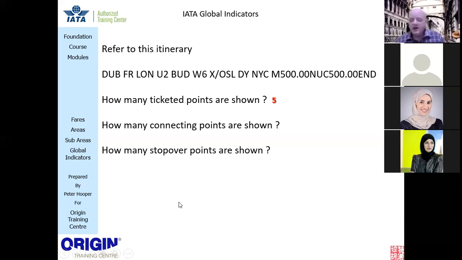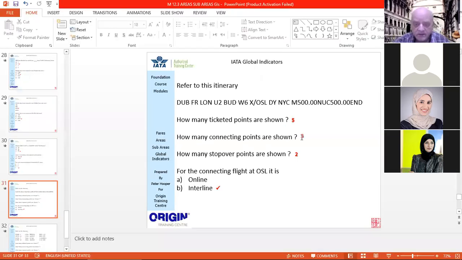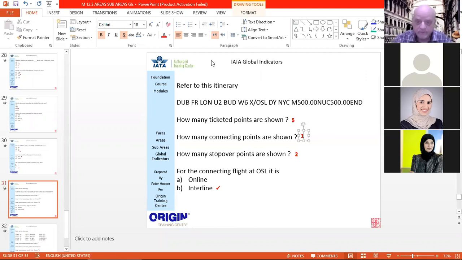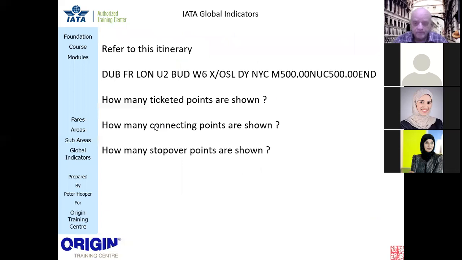Now, how many connecting points? That means we've only got one. One. How many stopover points?